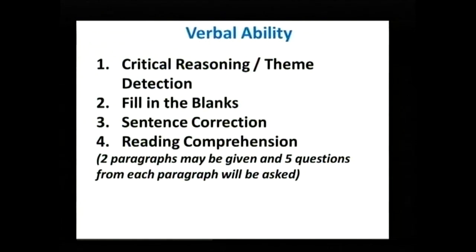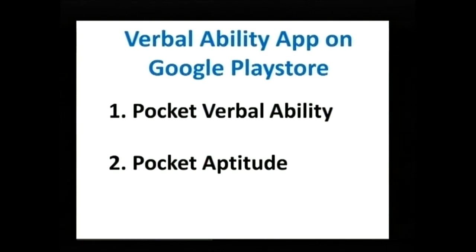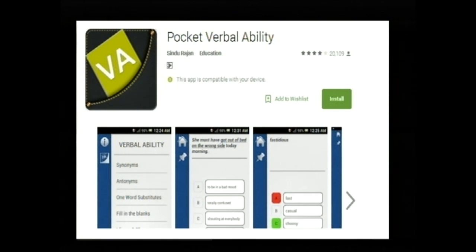Alright, sentence correction, we'll do it soon. We did reading comprehension for 2 to 3 days. Yesterday we extensively did reading comprehension. Prior to that we did fill in the blanks a bit, but we did a lot of theme detection. Some of you had been asking for theme detection, so I will do that again today. You can take help of 2 different apps that are available on Google Play Store, absolutely free: Pocket Verbal Ability and Pocket Aptitude, and this is how the app looks.